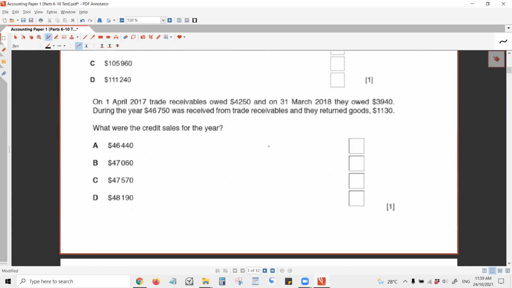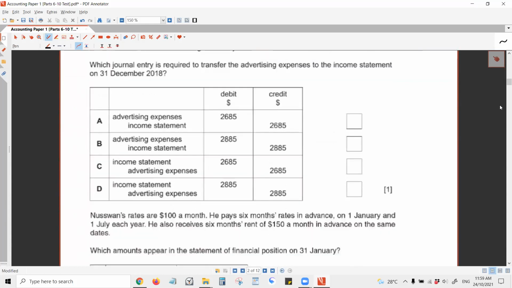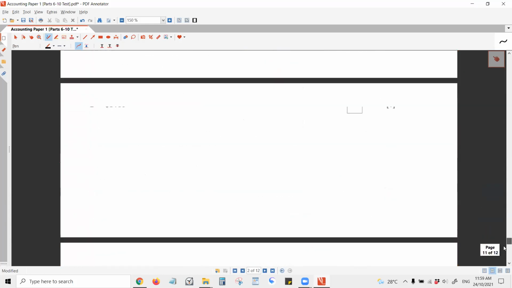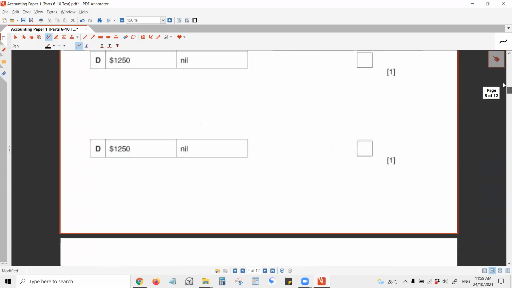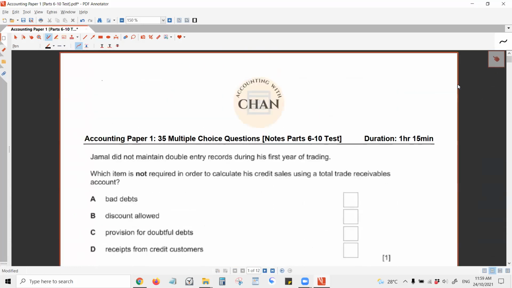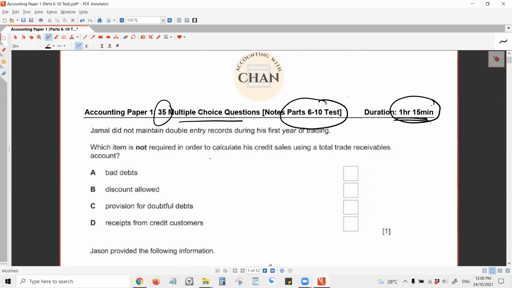But I don't have the question number here though, okay? But there are 35 questions here if you count one by one. Standard time in the exam for paper 1, 1 hour and 15 minutes. 35 questions. Part 6 to 10 tests. Of course, the first page is not like this in the actual exam. Okay, now see the first one.